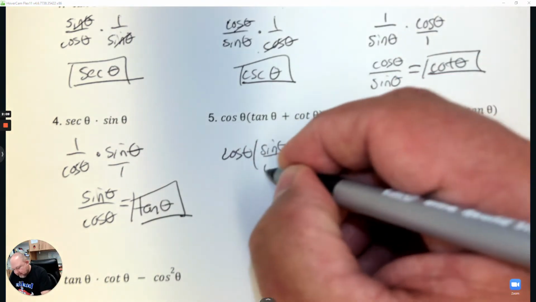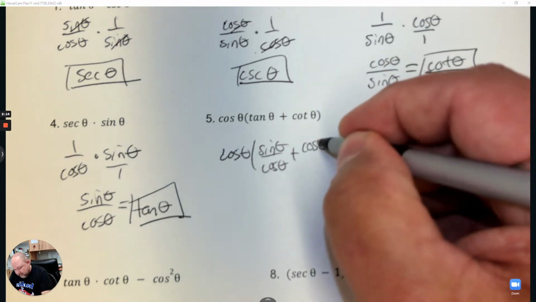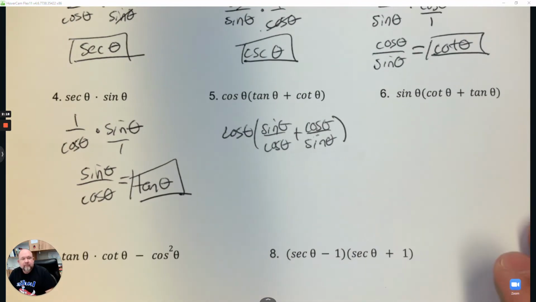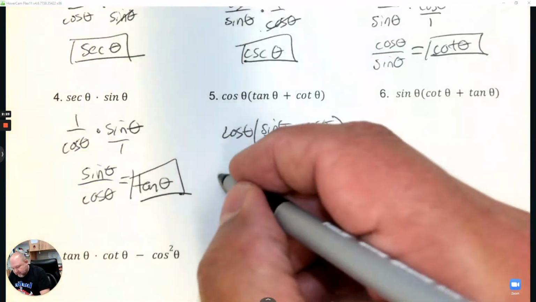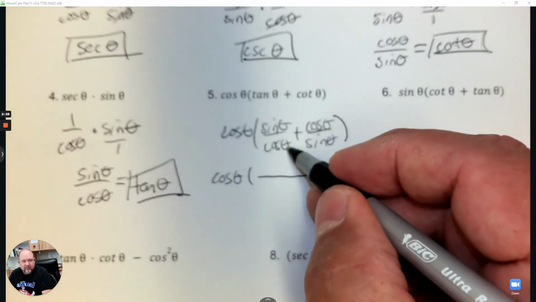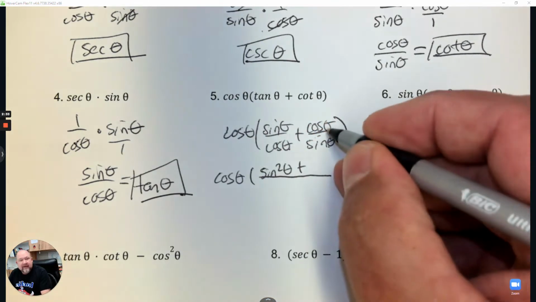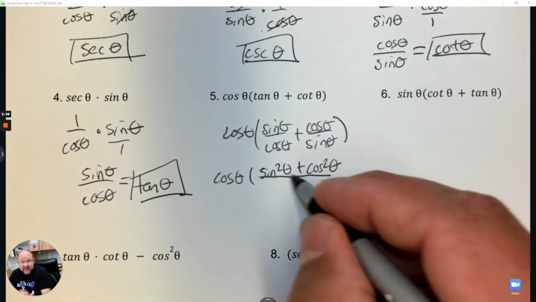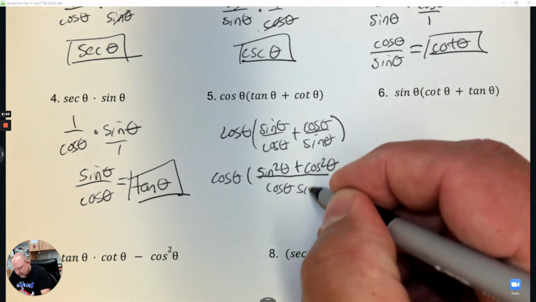Tangent is sine over cosine. Cotangent is cosine over sine. We're going to write this as 1 fraction. So the first fraction, we're going to multiply top and bottom times sine. That's sine squared. The second one, we're going to multiply top and bottom by cosine. That's cosine squared. I really like that because I have an identity for that. And then multiply the denominators together. There's your common denominator.